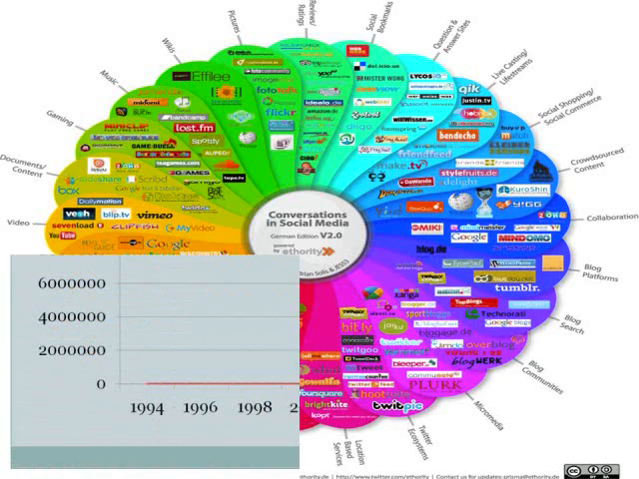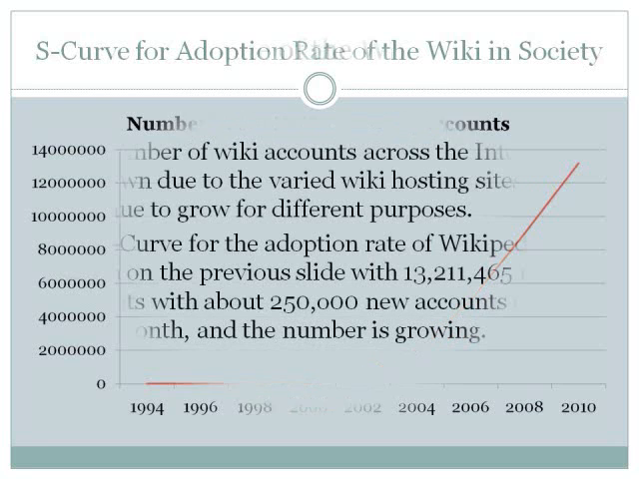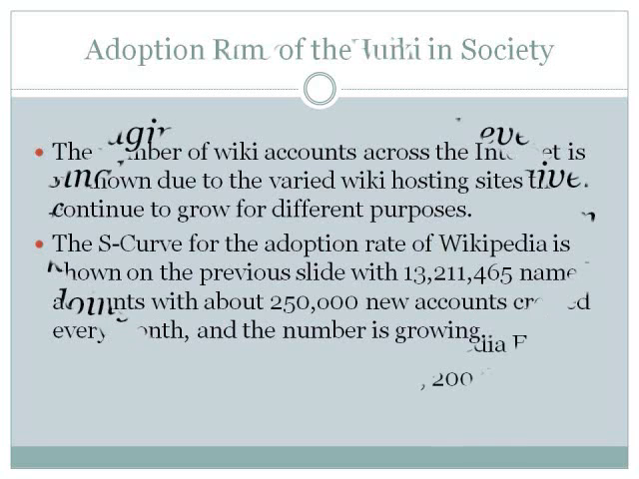This slide shows the S-curve for the adoption rate of the wiki in society according to the number of named Wikipedia accounts. The adoption rate of the wiki in society with the number of wiki accounts across the internet is unknown due to the varied wiki hosting sites that continue to grow for different purposes. However, the S-curve for the adoption rate of Wikipedia is shown on the previous slide with 13,211,465 named accounts with about 250,000 new accounts created every month, and the number continues to grow.